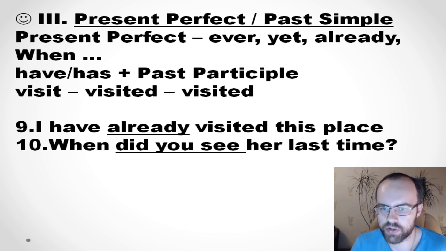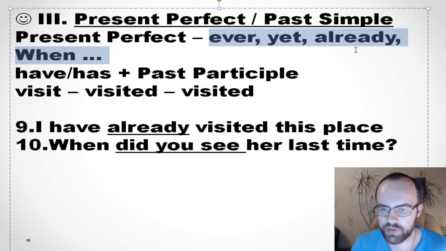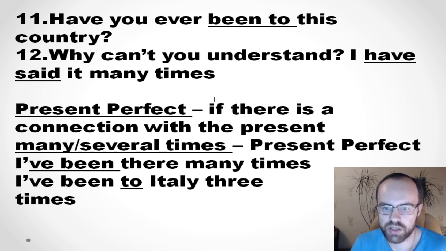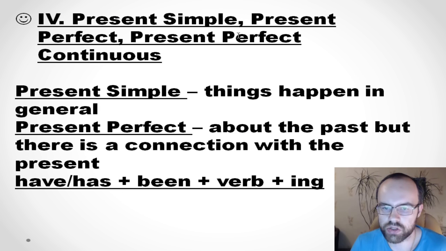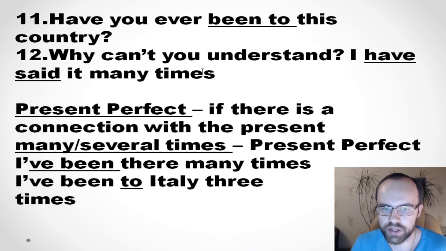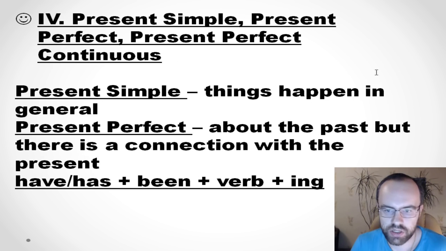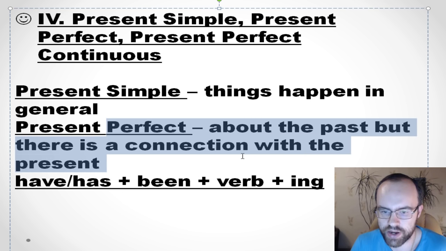What about present perfect and past simple? You need to know these phrases I mean, when we use present perfect, like ever, yet, already, and also you need to understand that we use present perfect if there is a connection with the present. Good. What about present perfect and present perfect continuous? Present simple, you know, is for things that happen in general. Present perfect is about the past, but there is a connection with the present.